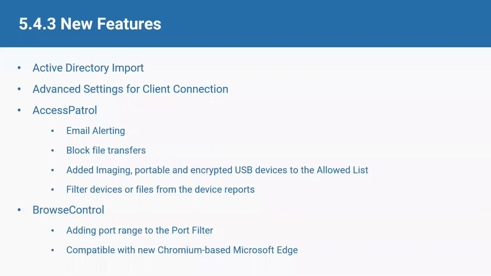Blocking file transfers and adding more capabilities to determine the types of imaging, encryption, and portable devices that can be configured in Access Patrol, and also filtering devices or files from the device reports, are other major improvements. Finally, from a Browse Control perspective, we added a port range to the port filter. We also improved the compatibility with the new Chromium-based Microsoft Edge.